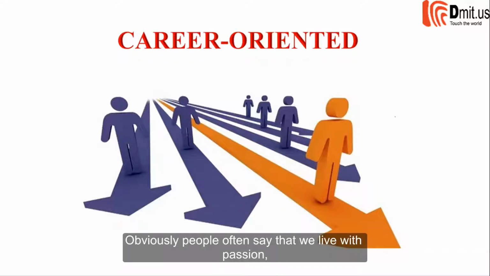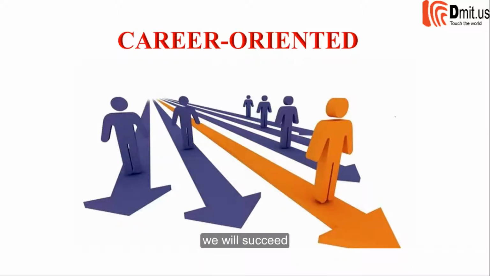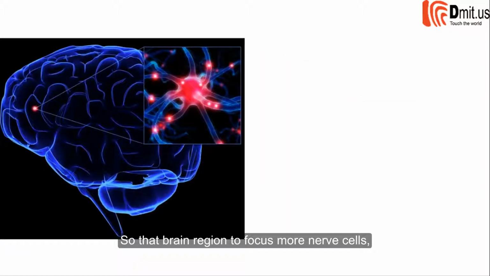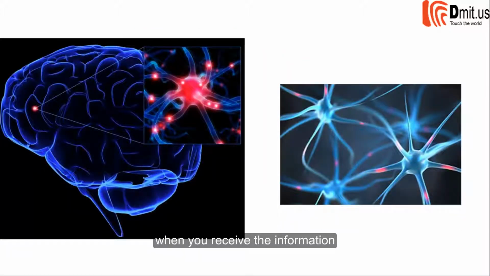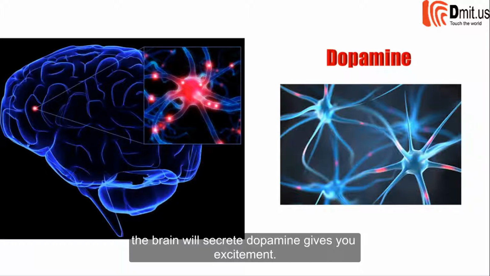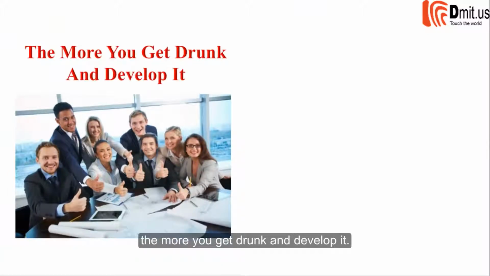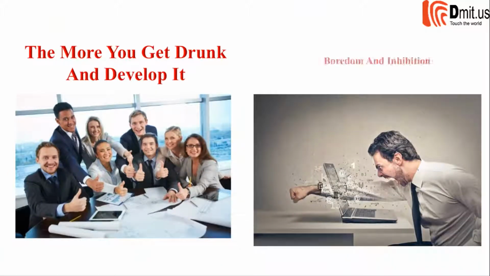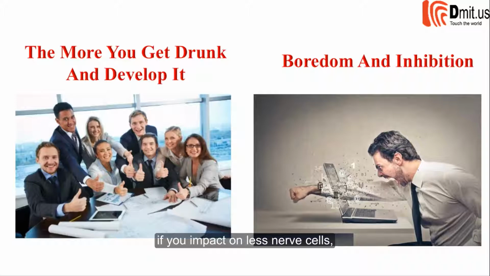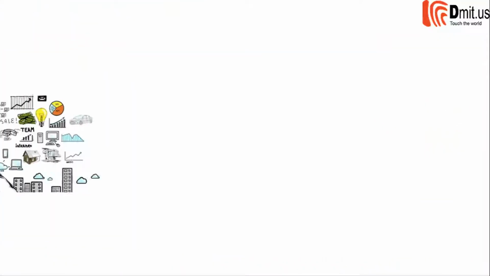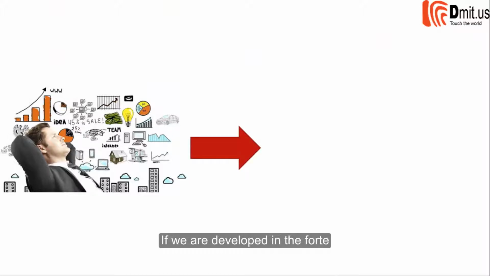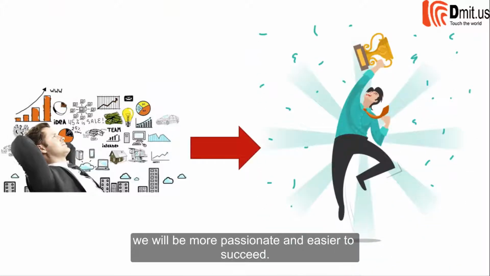Obviously, people often say that if we live with passion, we will succeed. So where is passion? It is that brain region where more nerve cells focus. When you receive the information, the brain will secrete dopamine, which gives you excitement. That's why the more we do, the more you get drunk on it and develop it. But conversely, if you impact fewer nerve cells, the brain will cause boredom and inhibition. If we are developed in our forte, we will be more passionate and succeed more easily.